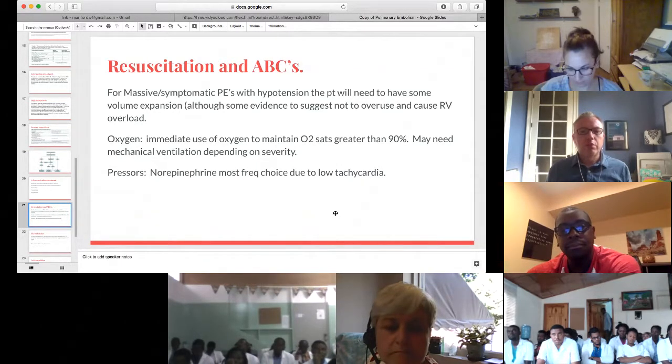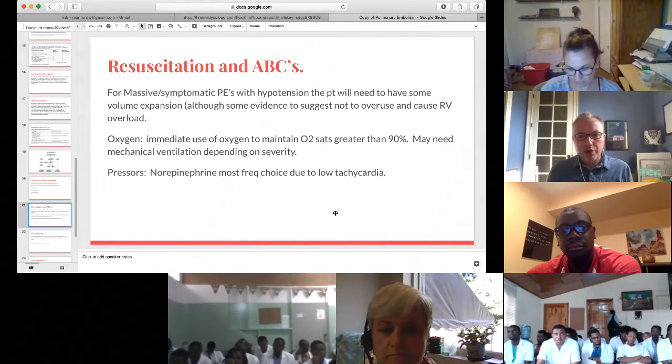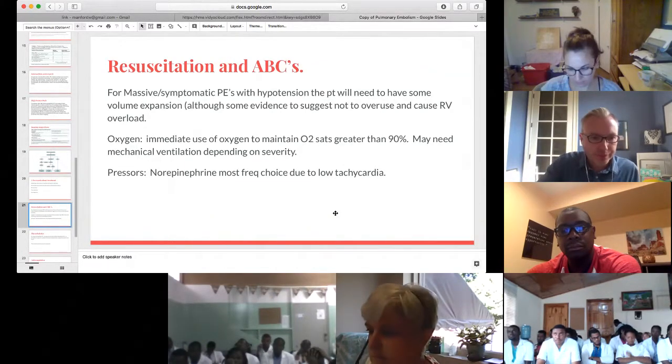We're also going to give them pressors, in other words, medications that are going to maintain their blood pressure. Most frequent choice would be norepinephrine because it has less tachycardia.